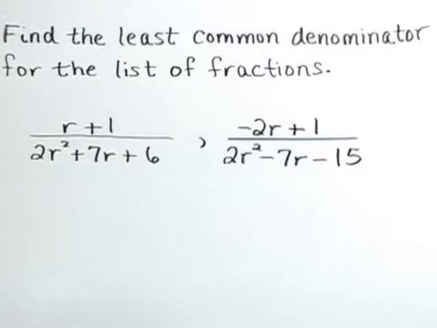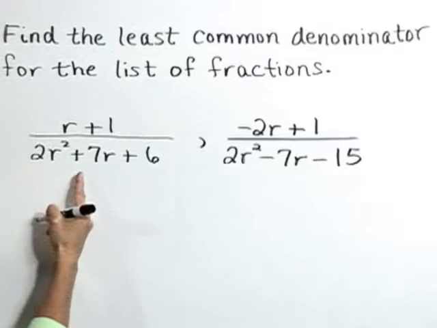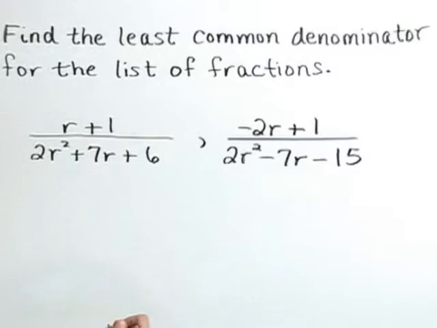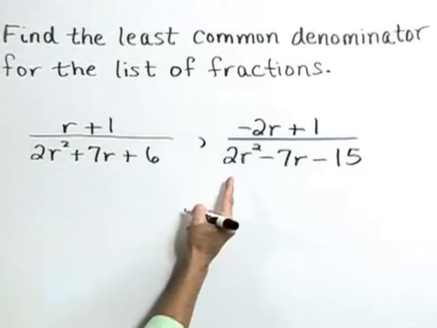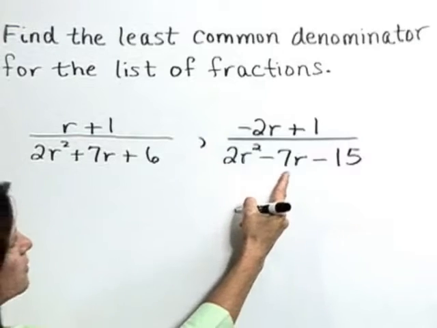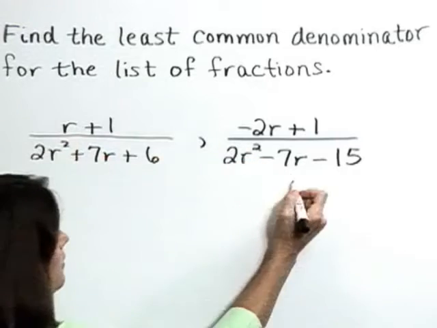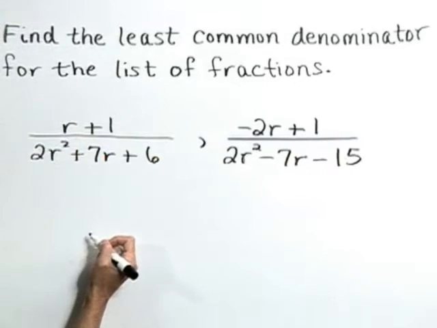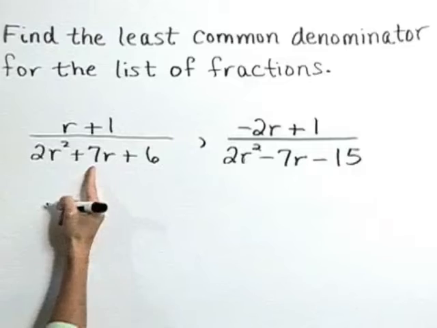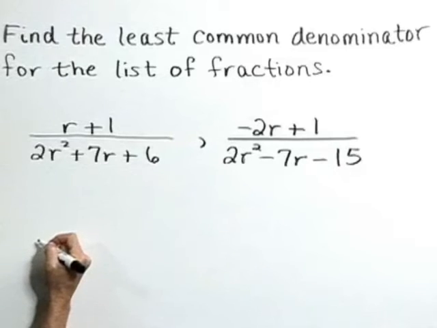Find the least common denominator for the list of fractions r plus 1 over 2r squared plus 7r plus 6, and negative 2r plus 1 over 2r squared minus 7r minus 15. So we want to focus in on these denominators, determine a least common denominator, and to do so we need to factor each of those denominators.